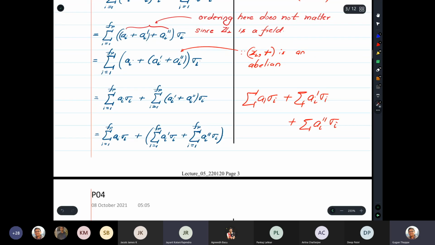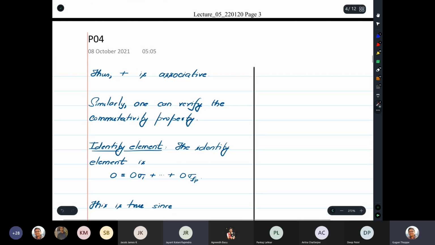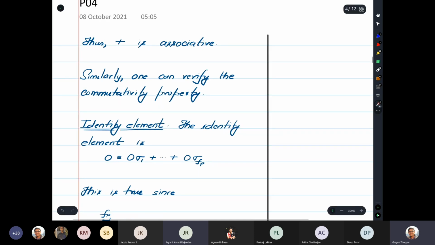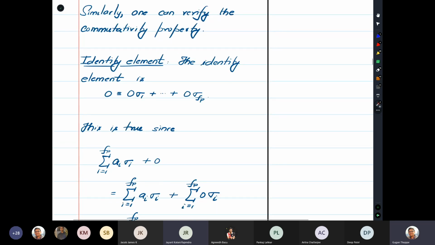So let's advance. I sort of helped you prove this associativity property. I hope in the same way, each one of you would be able to verify this commutativity property as well. So I will leave that as something that you can try on your own. Now the next thing that we will verify is the existence of this identity element, right?